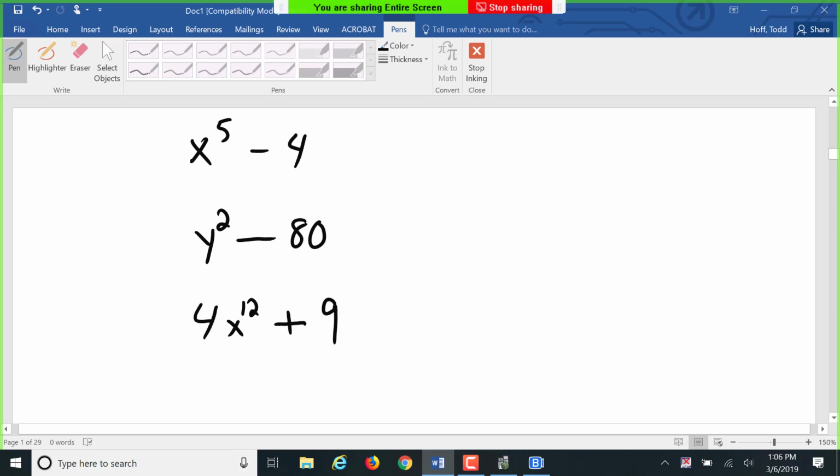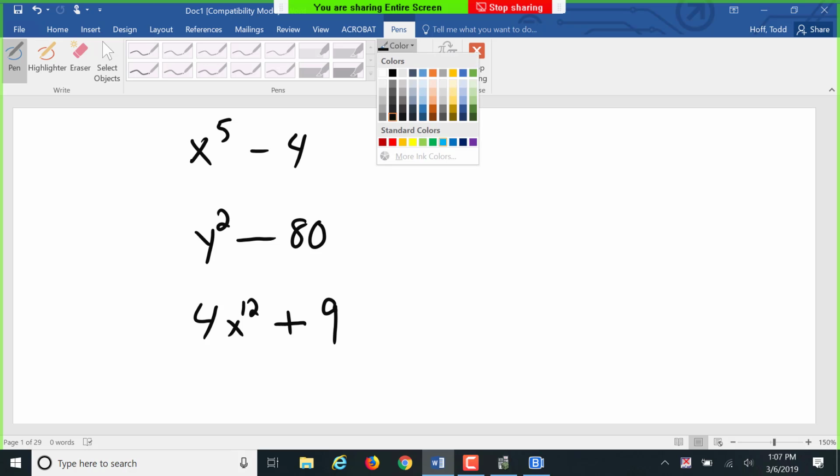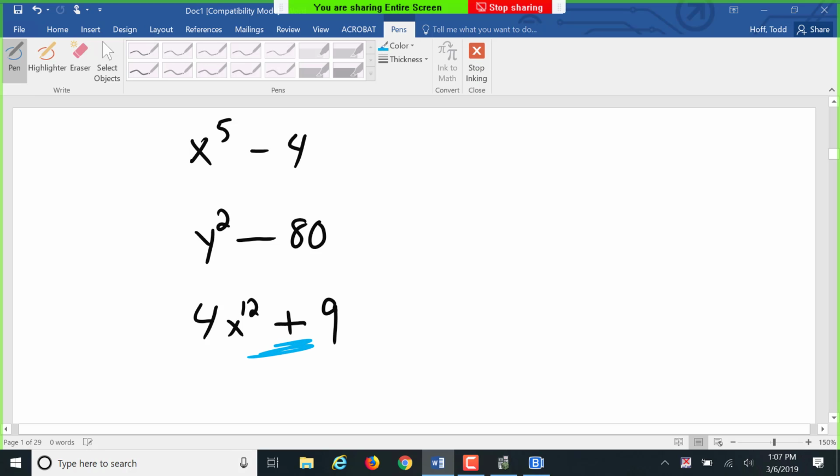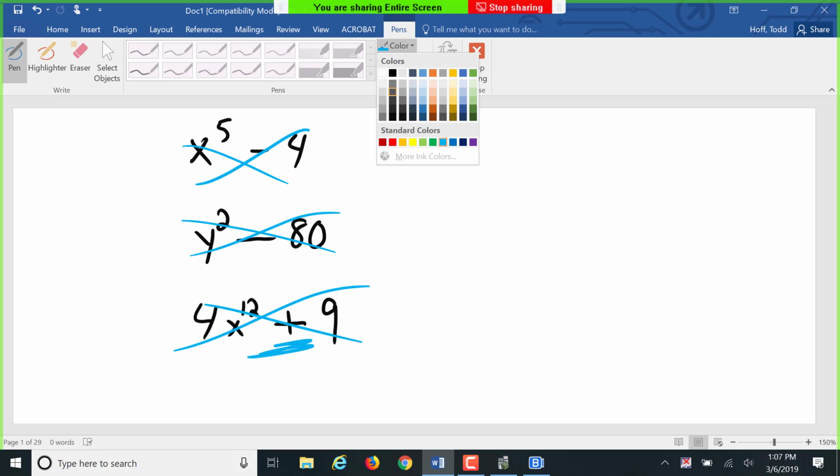Is that the difference of perfect squares? 4x to the 12th is a perfect square. 9 is a perfect square. So what's wrong with this? It's not a difference. It's plus. It's a sum. So all three of those are traps that you got to avoid falling into. Be careful with them.